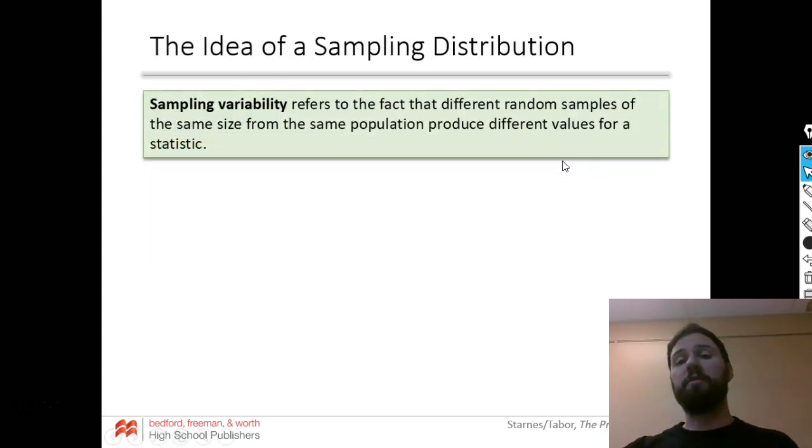Now we've talked about this before. There's sampling variability, right? If I took a sample of whose favorite color of M&M, it's going to be different every time because you're not going to get the same people. Okay. Sampling variability is the fact that different random samples of the same size can get different values, right, for a statistic.